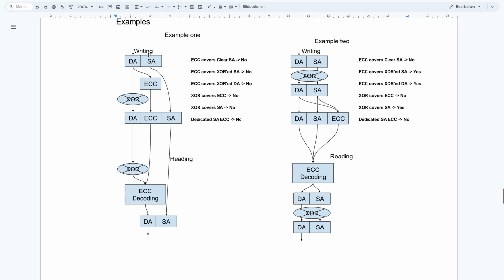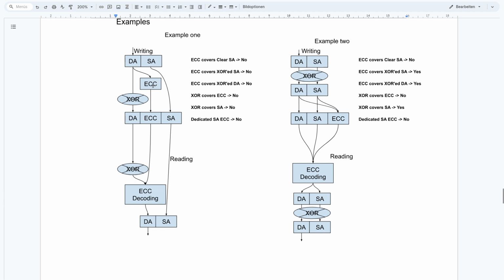So when we are writing it, in this example, let's take a look at the first concept that we've learned before. The ECC covers clear SA. Let's check whether that's the case.